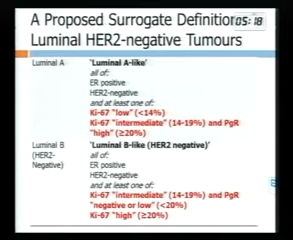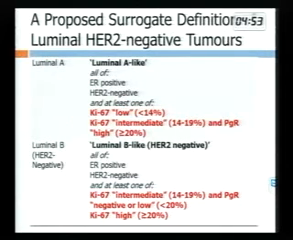So we tried to propose a new definition of luminal A's and luminal B's according to our data. So luminal A would be characterized by either very low Ki67, less than 14%, or an intermediate Ki67 between 14 and 19% with high progesterone receptor. Conversely, luminal B either at high Ki67, more than 20%, or intermediate Ki67 but low progesterone receptor.